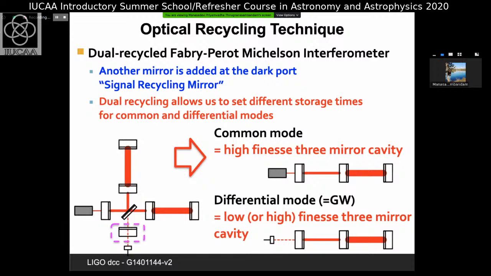Along the same lines of discussion, think of the signal recycling mirror in here. So you have the signal recycling mirror at the output, and its role is giving different storage times for the common and differential modes, which means that we are able to tune the frequency response of the interferometer as a whole to the incoming gravitational wave frequency.